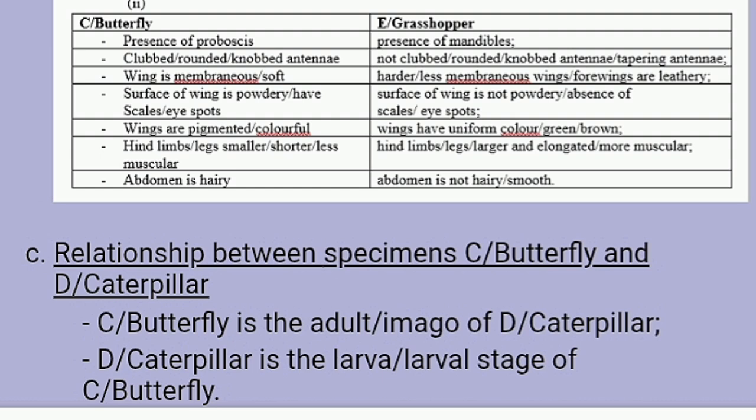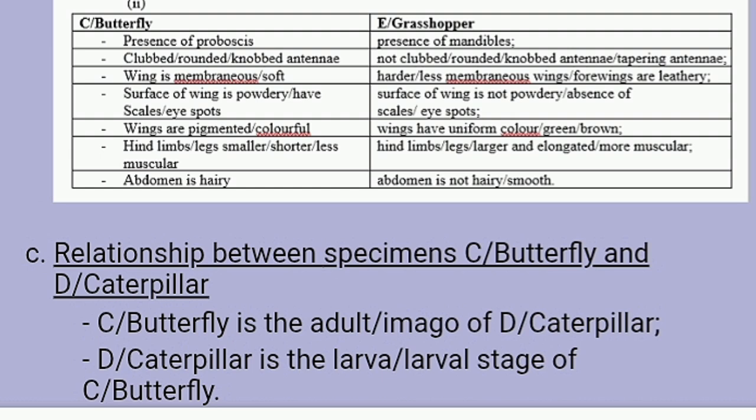Okay, so in grasshopper, then there is wing. But the wing is membranous, that is soft in butterfly, soft wing. But in grasshopper the wings are harder, so they are less membranous, and there are 4 wings that are leathery. Okay, that's grasshopper. And then for butterfly we have surface of wing is powdery. If you touch the wing of butterfly, you see dust, powdery stuff. So they have scales and eye spots also. But for grasshopper, surface of wing is not powdery. They don't have scales and eye spots.